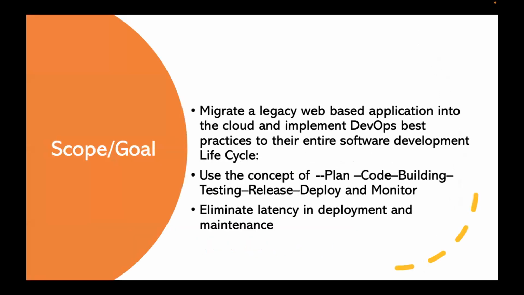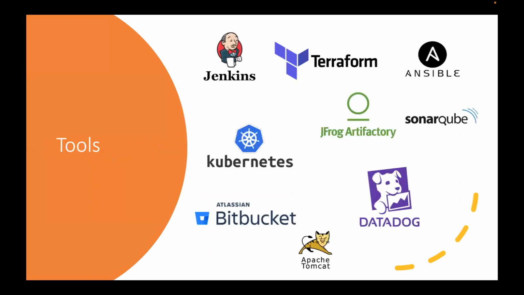Like I mentioned, the scope is for us to migrate a legacy web-based application into the cloud, and also ensure we use DevOps best practices. And we follow the concept of plan, code, build, test, release, deploy, and monitor. The main goal is to reduce latency and deployment maintenance. So these are the tools we use for the project, like Jenkins.